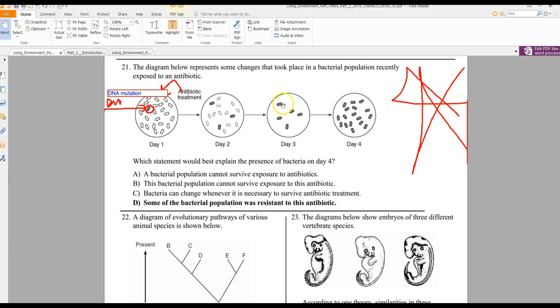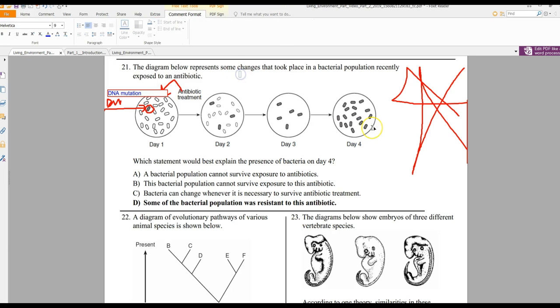Okay, they kind of went off on numbers here. This is the original. No, this is correct. So something special happened to these bacteria cells.